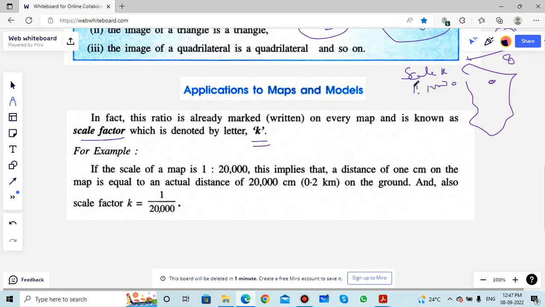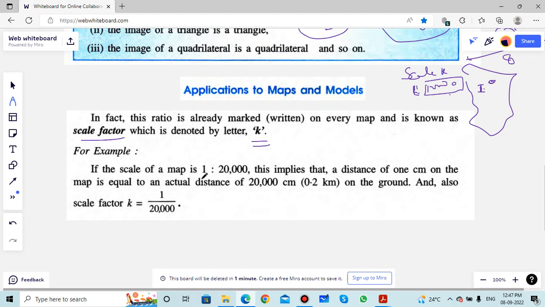They will mention it, like maybe they will write it 1 is to 10,000, right? Which means if you take 1 centimeter on the map, the actual will be 10,000 centimeter, or maybe more, it depends upon the scale factor. 1 is to 10,000 means that 1 centimeter on this map is 10,000 centimeter actual, or maybe 1 lakh also, depends.